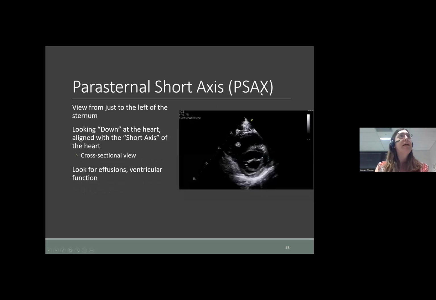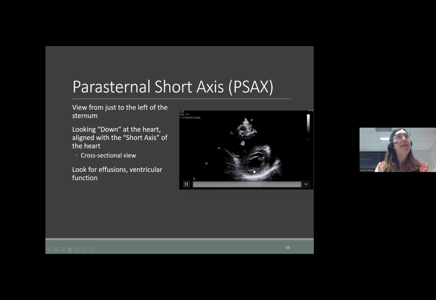What we see here is the right ventricle crescent shaped in front, and we see the circular body of the left ventricle. In this case, we just see the mitral valve at the back. And so we're looking to see, are there any regional differences in that myocardial function of the left ventricle? We actually get a better view of the right ventricle here.